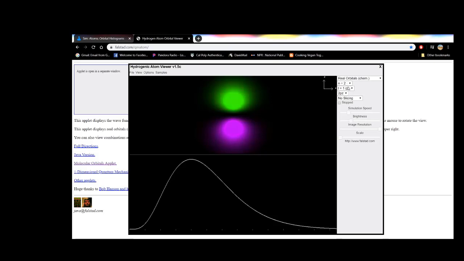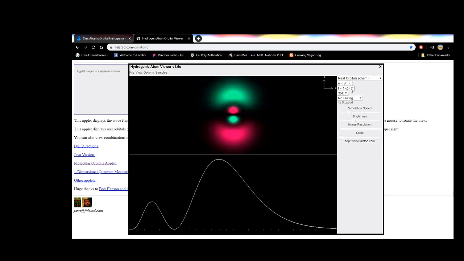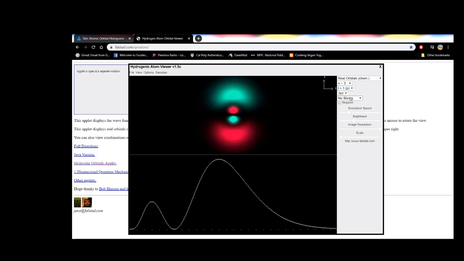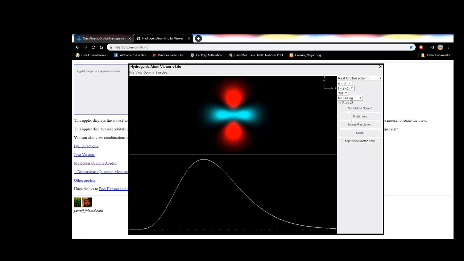If we wanted to look at the d orbitals, of course we need to go to n equals 3. And let's go ahead and look across the s, the p, and the d here. So you notice there's the s. Switching to the p is a pretty small change. And when we switch to the d, we get a bigger shift.